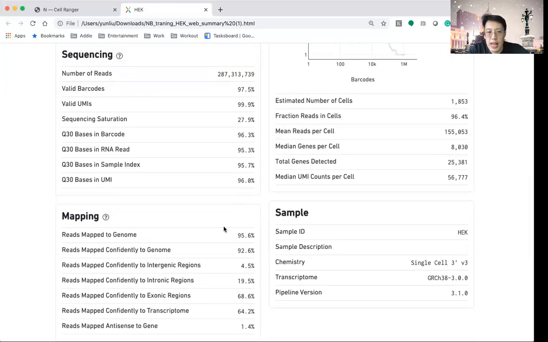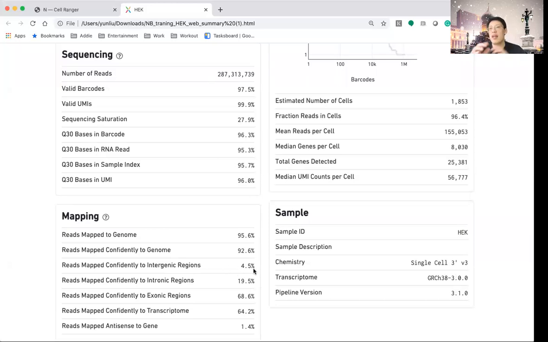After sequence alignment, we also want to know the percentage of the reads that are mapped to the genome of the species that you are sequencing. In this case, 95% are mapped to the human genome. That is really good news, an indication that you got a lot of very useful data for your results. The reads mapped confidently to the genome are 92%, and to the intergenic region, 4.5%.